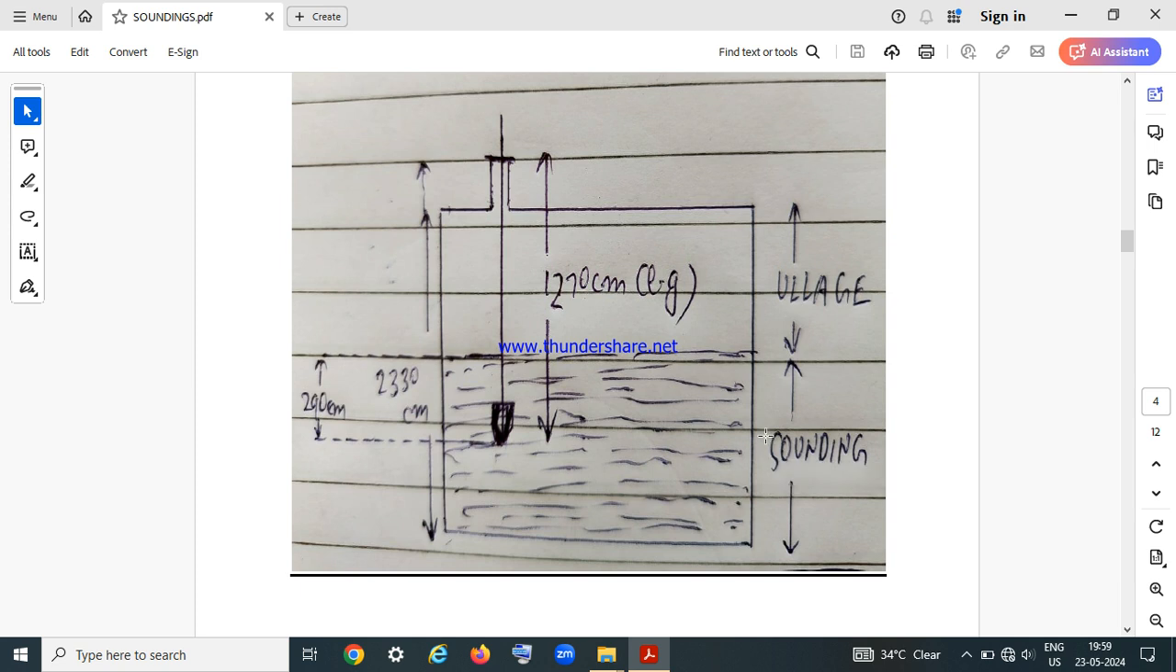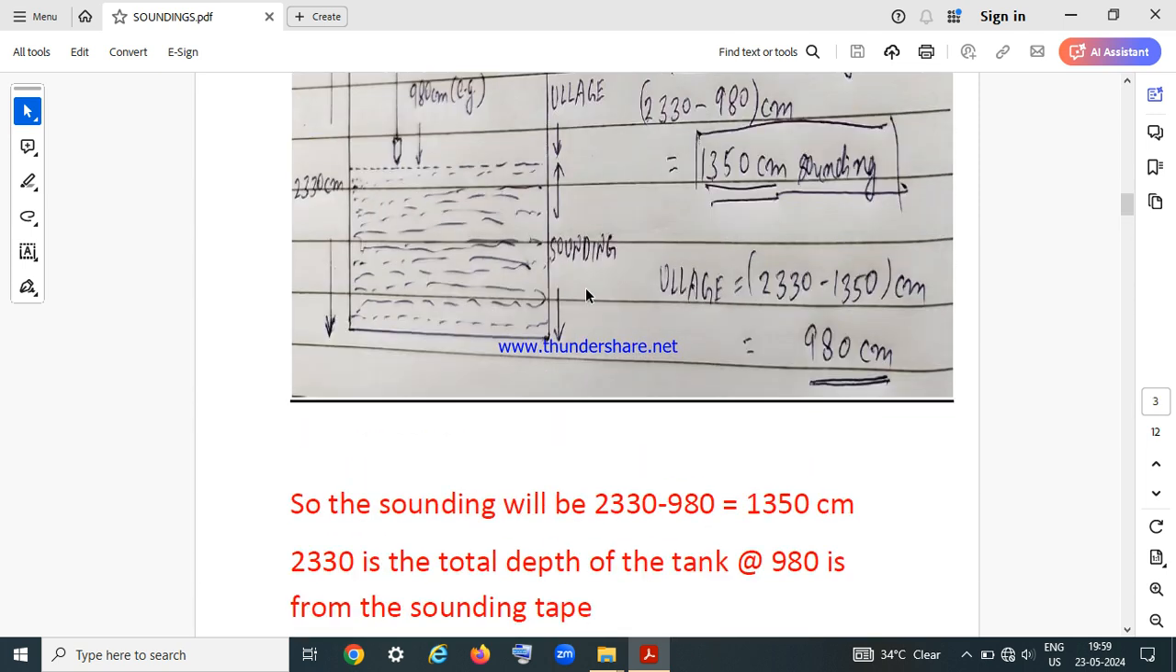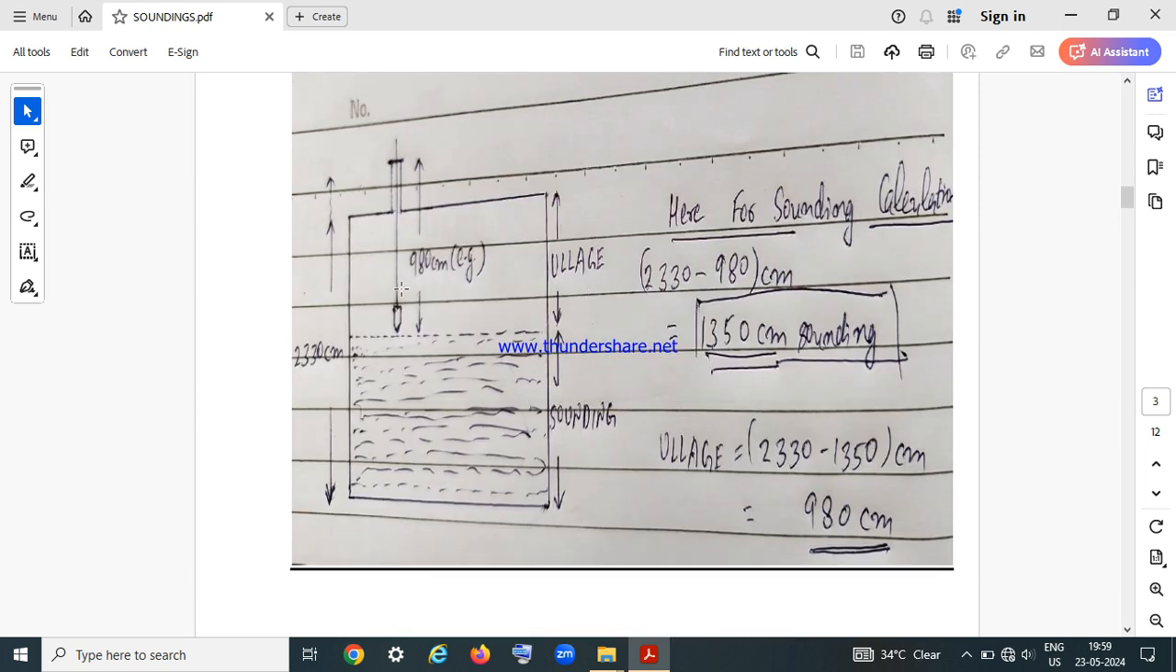This kind of example or this kind of situation every time you will do, and every time you will get the sounding from this thing. Because the previous example, this example one, is like when this tank is empty, fully empty, and you are putting the full tape till the bottom of the tank. So that time you will get this sounding. So means no need of addition or something.